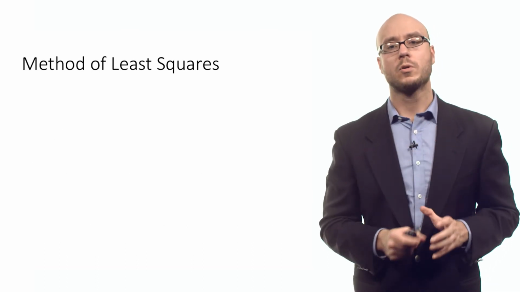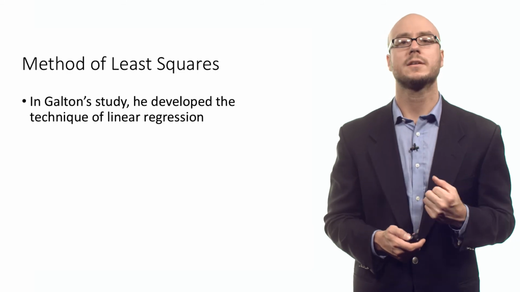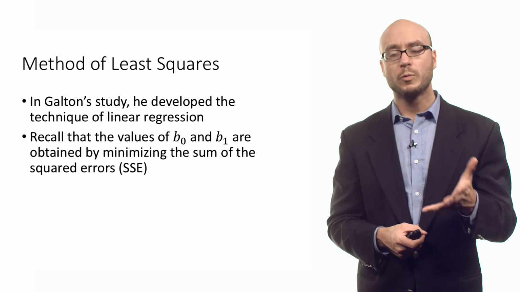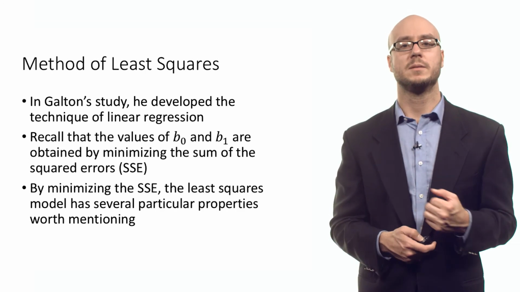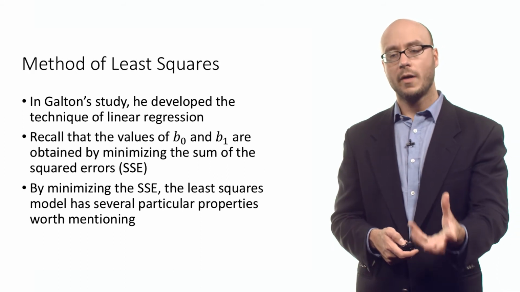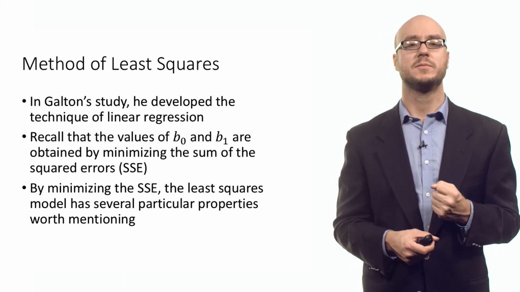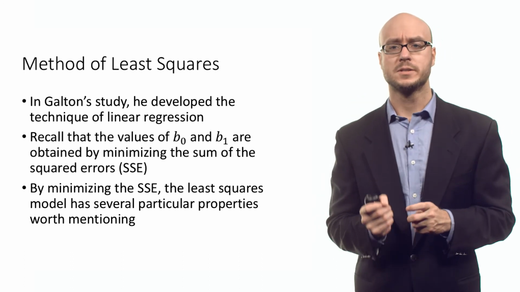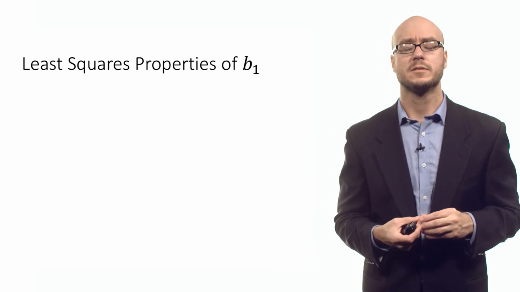Now, one important consequence of this is the method of least squares. You have particular properties of the intercept and slope. So recall that the values of the intercept and slope are just obtained by minimizing the sum of the squared errors. There are several interesting properties as a result of minimizing the sum of squared errors. You can fit other lines. These other lines won't have these properties. So these properties are very useful with regards to the intercept and slope.